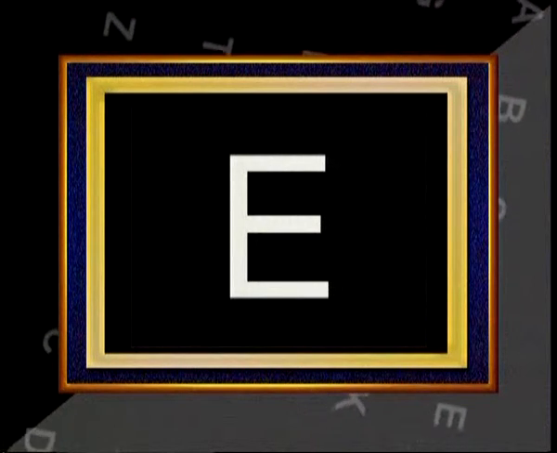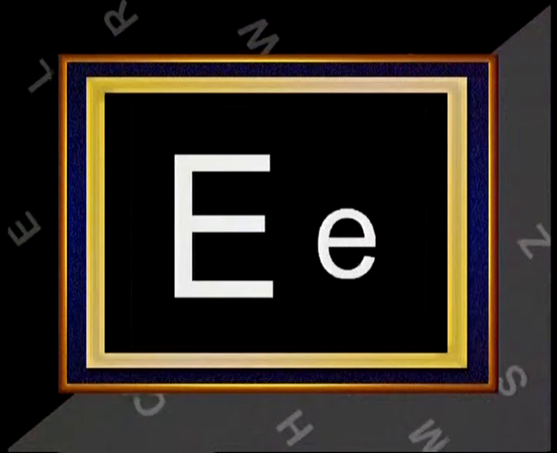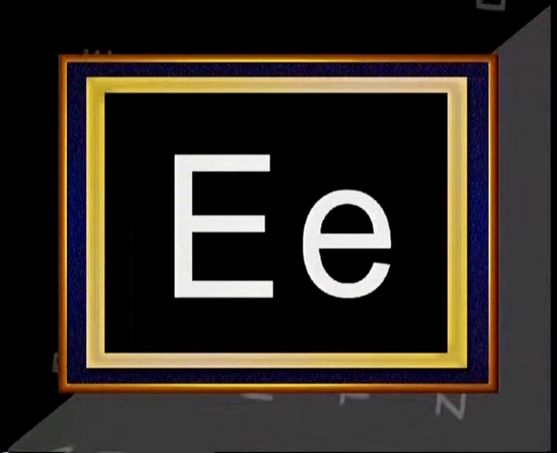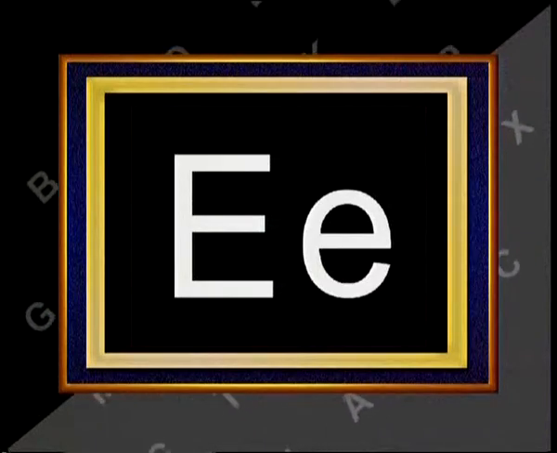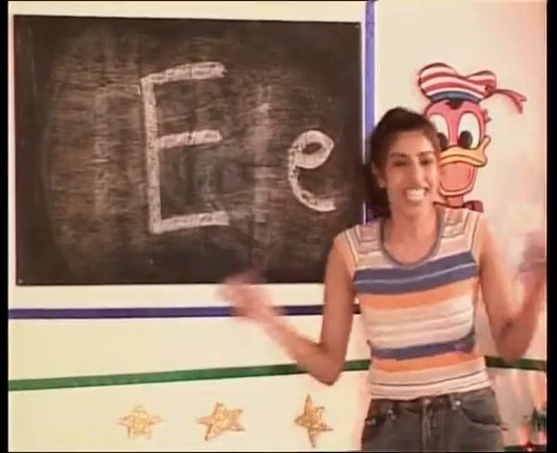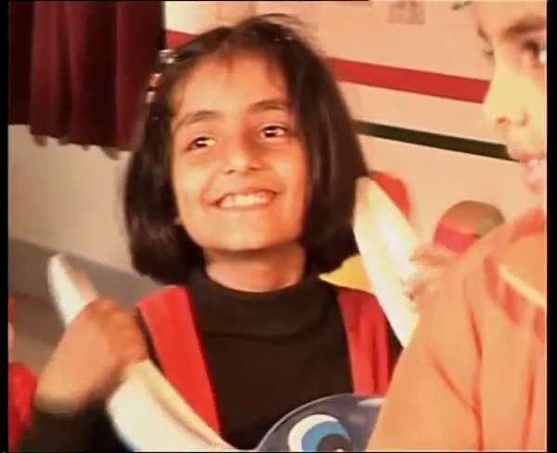Now kids, after capital E, let's see how to write small e. One small sleeping line and 1 half circle. Let me repeat. One small sleeping line and 1 half circle. So here we have a capital E and a small e. Isn't it simple, children? Yes.